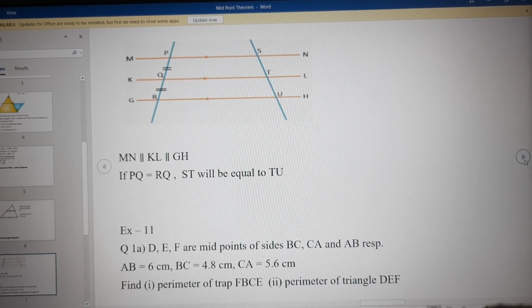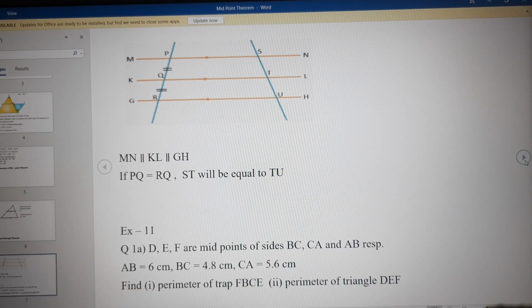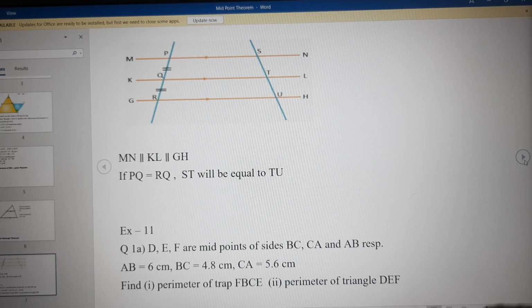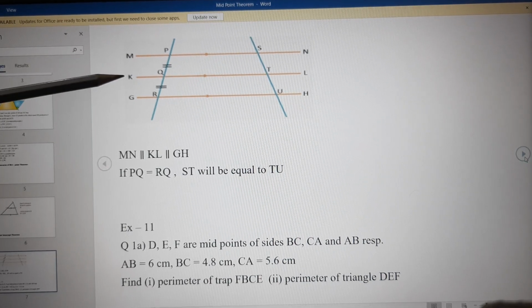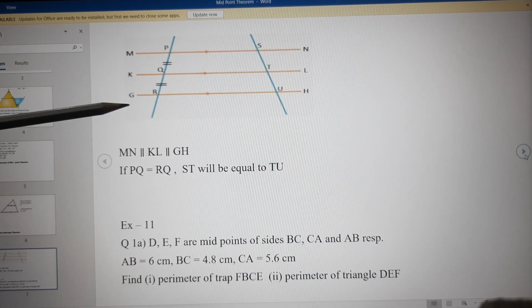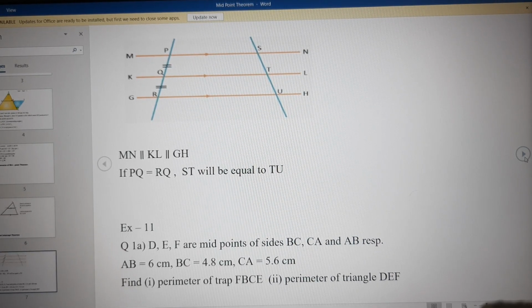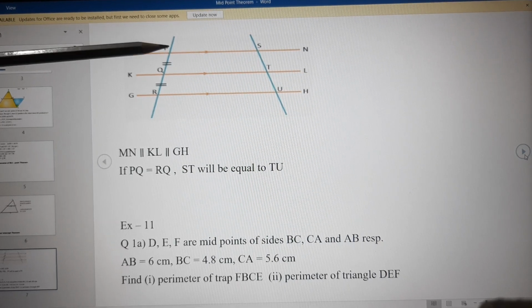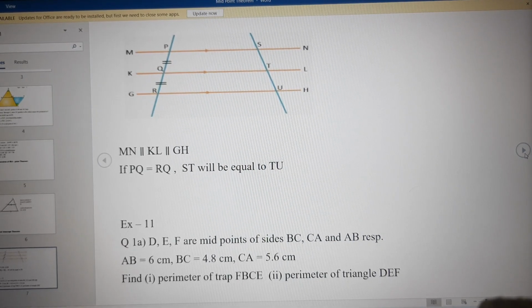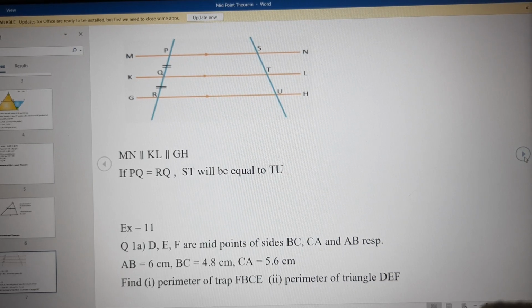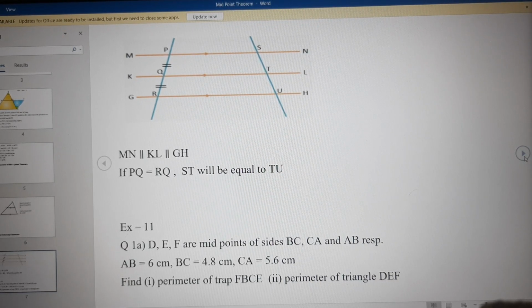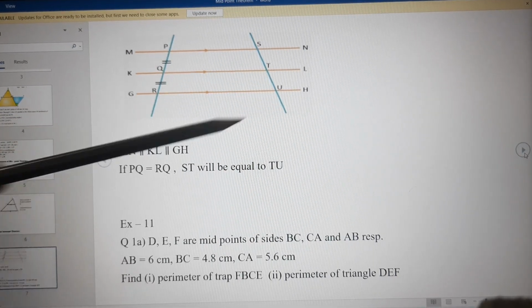We have one more theorem, that is equal intercept theorem. In this theorem, 3 or more than 3 lines are parallel to each other. As you can see, MN is parallel to KL and is parallel to GH. All 3 lines are parallel to each other. And there are 2 intersecting lines. Here, if PQ is equal to RQ, if PQ is 3 centimeter and RQ is 3 centimeter, then by equal intercept theorem, it will be ST is equal to UT.